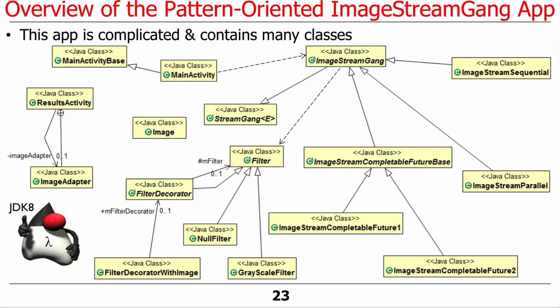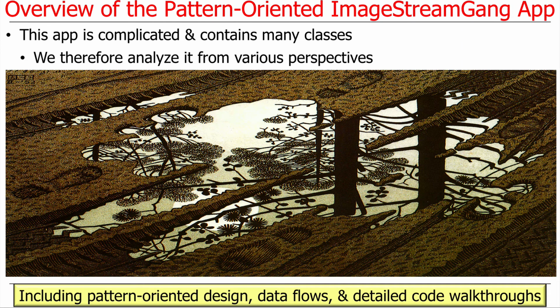The app itself is complicated and contains many classes. As you can see, there's more than a dozen core classes that we show here on this diagram. Therefore, we'll analyze the design from a couple of different points of view. We'll talk about its pattern-oriented design.